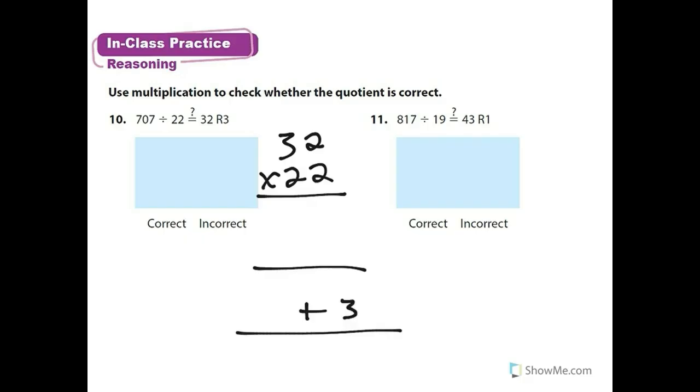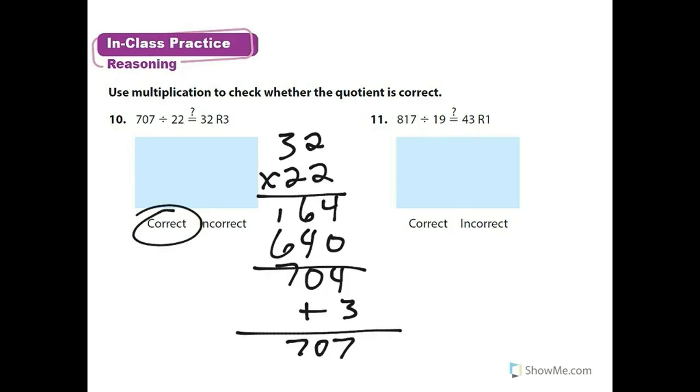Alright, 2 times 2 is 4. 2 times 3 is 6. Drop my 0. 2 times 2 is 4. 2 times 3 is 6. So I have 4, 10, 704. 704 plus 3 is 707. So that's correct. Alright. Go ahead and do this one. Go ahead and do number 11, and then we'll go over it.